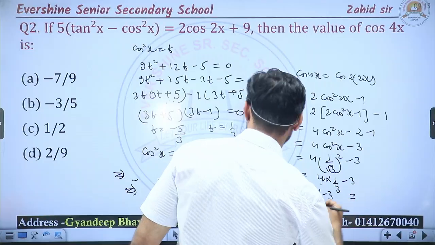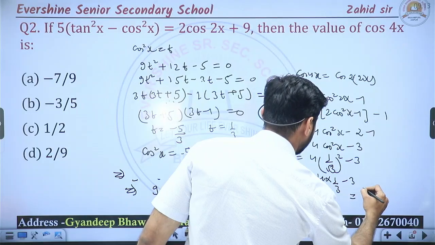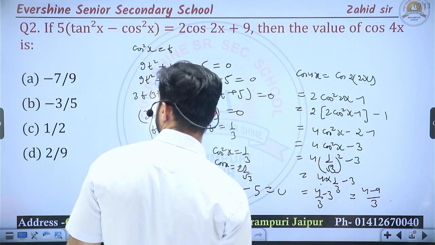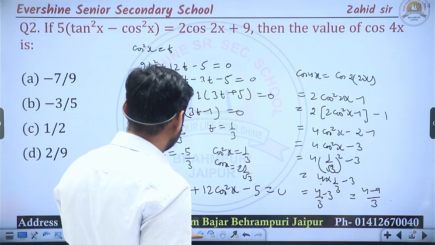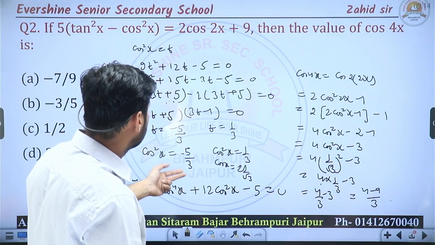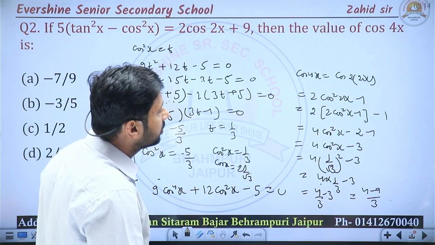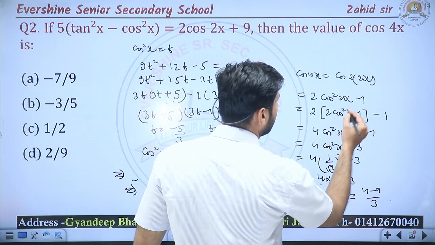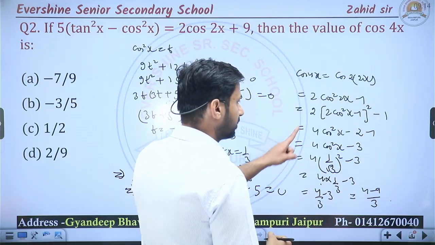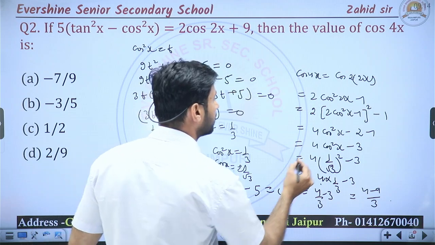So the LCM will be 3. So it will be 4 minus 9. Wait a minute. 9, this one correct. Cos 4x, 2 cos x, 2 cos square x. Yeah, but now here we are having a square on it, okay? This one. So I'm just going to put the square.